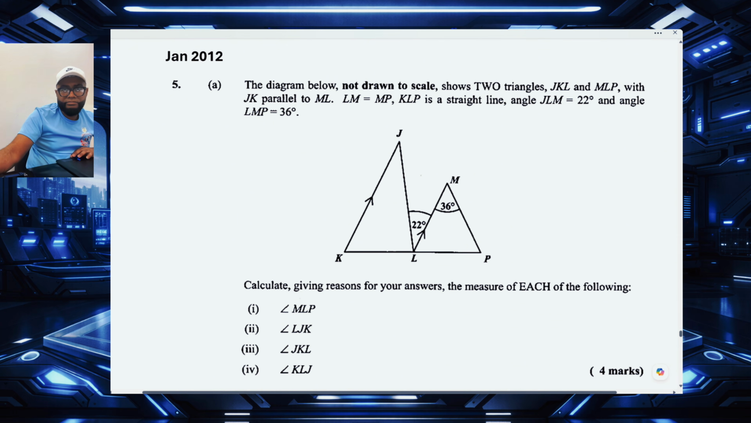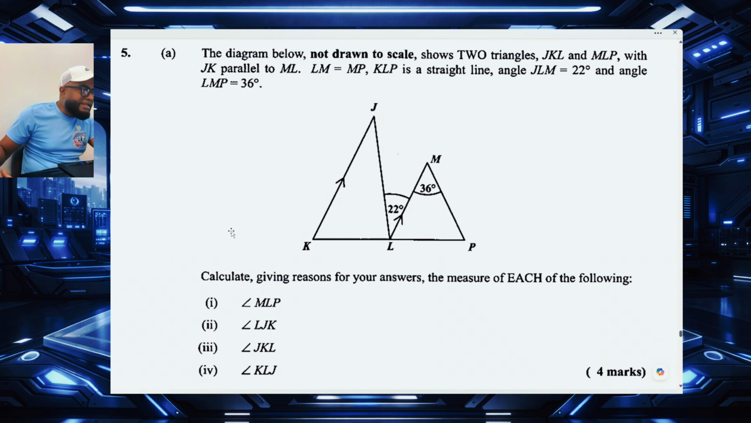Right, let's go. So men say they're stuck on C. The diagram below, not drawn to scale, shows two triangles, JKL and MLP, with JK parallel to MN. So the only two parallel lines would be JK and LM. Pay particular attention to that. Now LM is equal to MP. That's a vital piece of information.